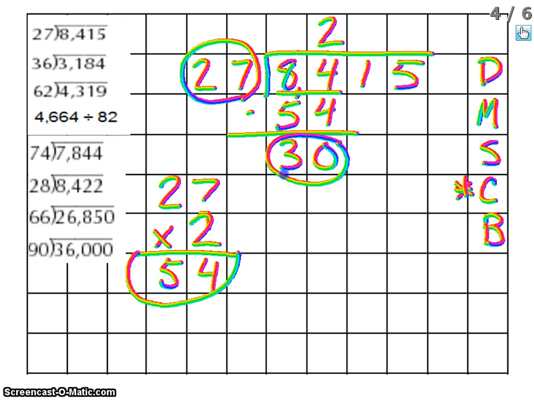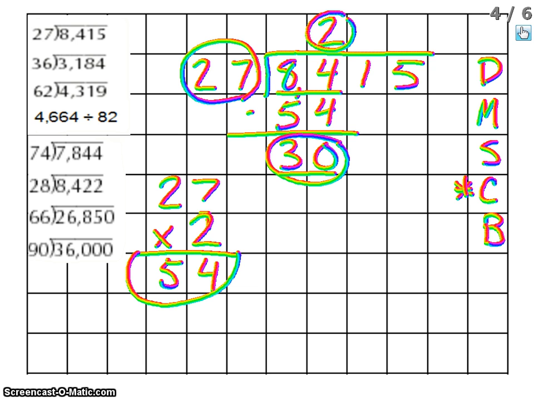Whenever the answer to your subtraction problem is bigger than your divisor, that means the number in your quotient actually needs to be bigger. In other words, what we're saying here is that there can be even another 27 that can go in 84 other than 2 times. We're going to see if 27 can go in there 3 times.